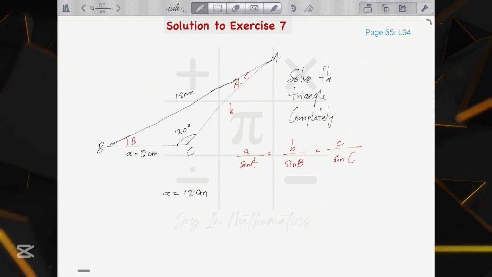Likewise, angle C is equal to 120 degrees. And length C, okay, angle C should be a capital letter, and length C is equal to 18 centimeters.